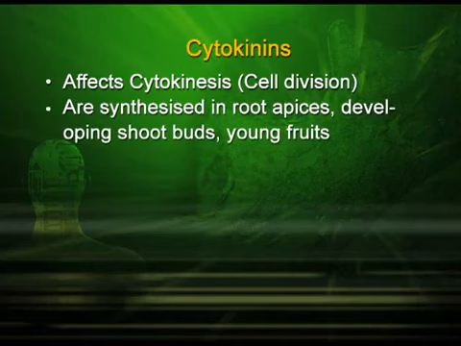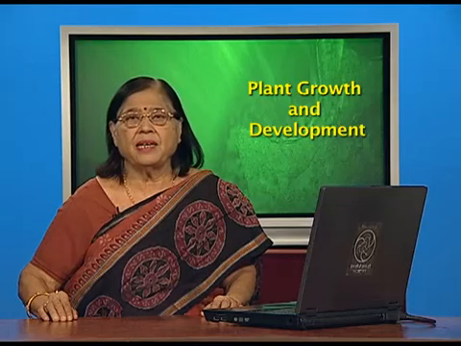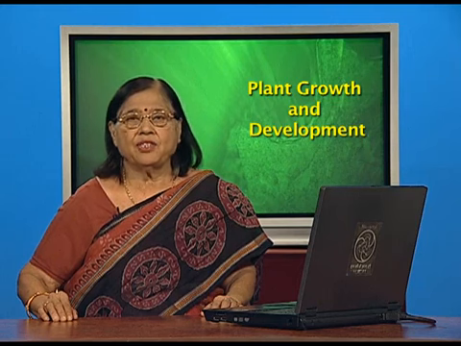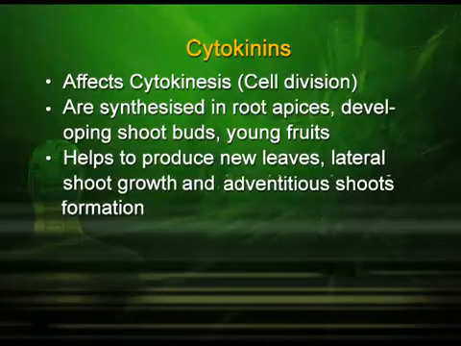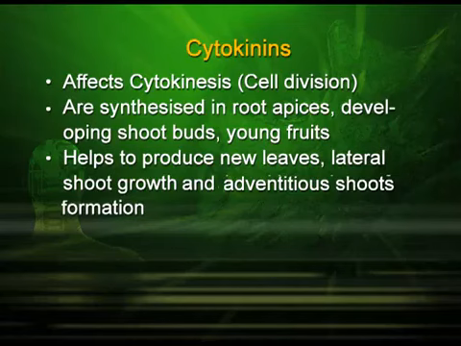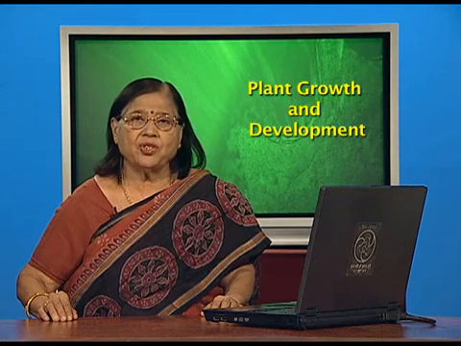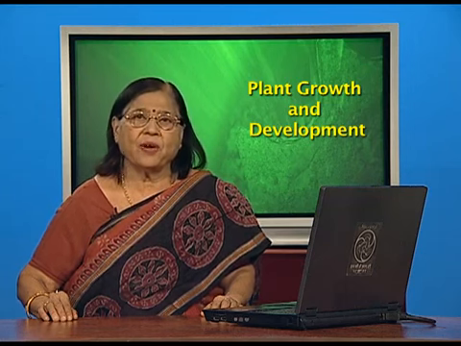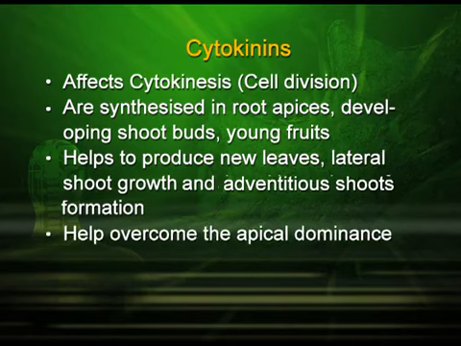It is synthesized in root apices, developing shoot buds and young fruits. It is very natural that wherever growth is taking place, cell division is taking place, and at those points cytokinin has to be present. It helps to produce new leaves, again the growth. Lateral shoots, I told you, if you pluck the apical portion, lateral shoots will come out, again growth is required. So, cytokinin will be there, and adventitious root formation, that is growth in the root area. It also helps to overcome the apical dominance.